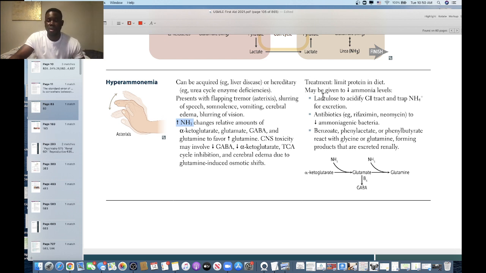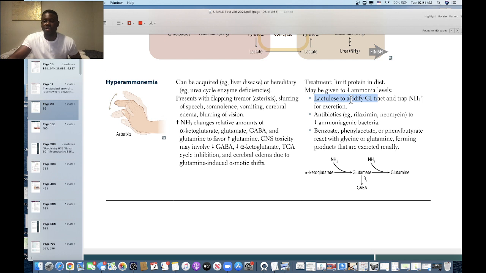Now, treatment is we limit proteins. So somebody with liver cirrhosis, we want to limit proteins, because they have excess ammonia, and then they'll start having cerebral edema, and then they'll start having confusion. Some things may be given to decrease the ammonia. So we can give lactulose.